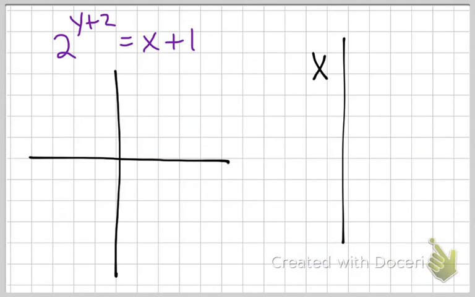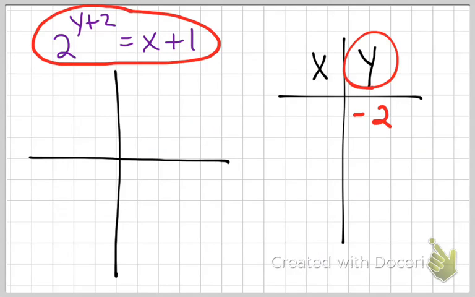Alright, so when I do my XY table here, I'm going to pick Y values to plug in. So I'm going to pick my Y value to be -2, because if I plug in -2 for Y, that would give me 2 to the 0 power equals x plus 1. 2 to the 0 power is 1. If I subtract 1 from both sides, then that'll give me 0.